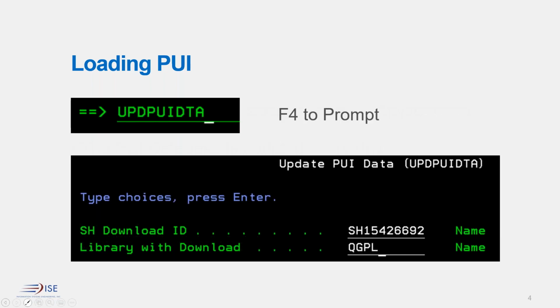Once you've put that in your AFD web folder and done your AFD web get, you're going to use this command within your XA environment to load PUI, called update PUI data. You just type that in and press F4. Then you put in the PTF number that you just loaded and QGPL, because when you do your AFD web get, that gets stored in QGPL. Then you press enter.